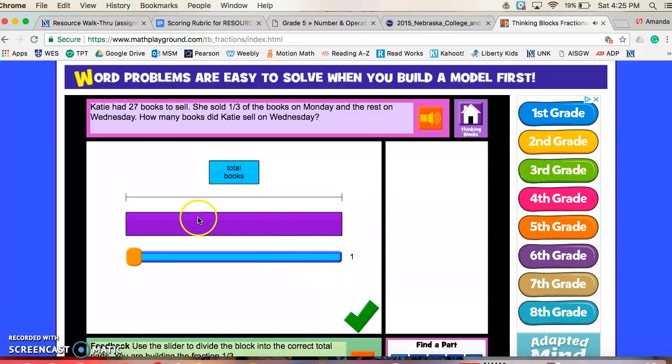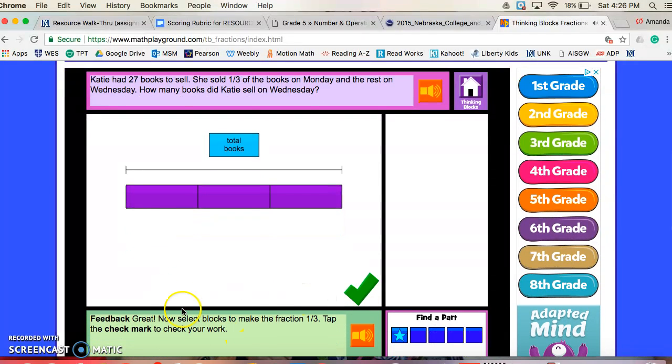Voila, so I understand there's one whole for total books. And then I can slide this bar to change my parts of a whole for the fraction bar, so it lets me go all the way to 21. So I need to think, if she sold 1/3, I want my denominator to be a 3. And there's a little feedback at the bottom, and it says, now select blocks to make the fraction 1/3.